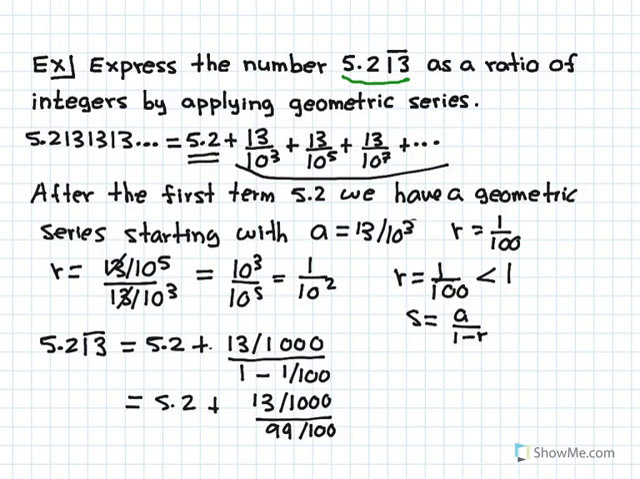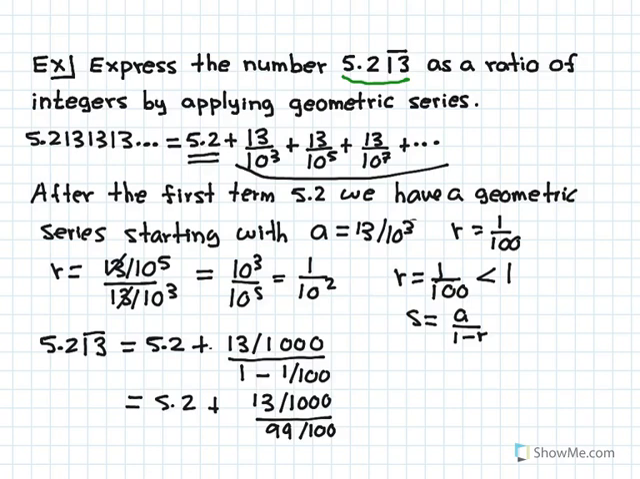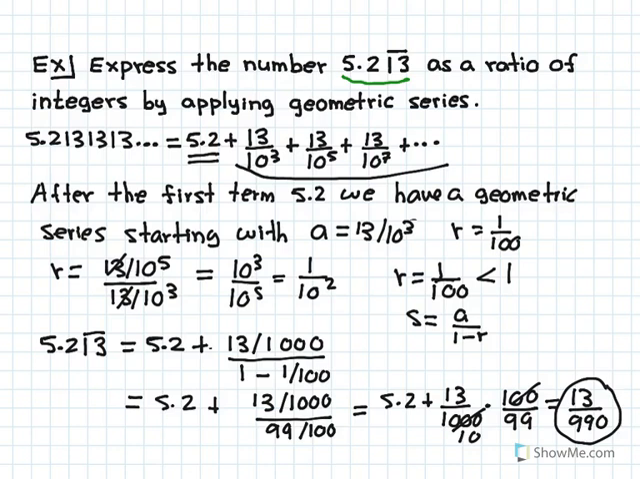So if we simplify this, we have 5.213 repeating. This is equal to 5.2 plus 13 divided by 990. Let's make sure that's correct. So we have 5.2 plus 13 divided by 1,000 times 100 over 99. So the 100 cancels with 1,000 to give us 10, and 10 times 99, that's 990. That's how we get 13 over 990.